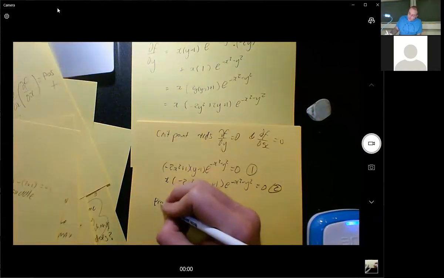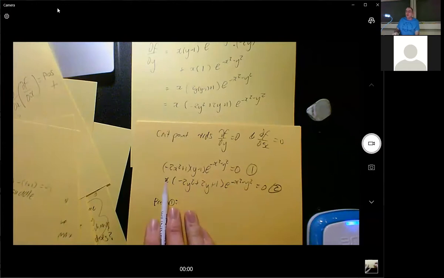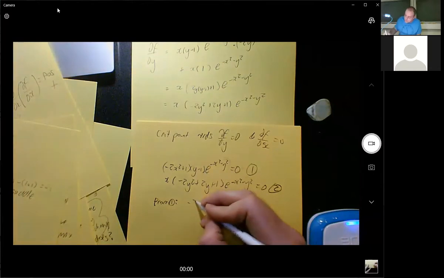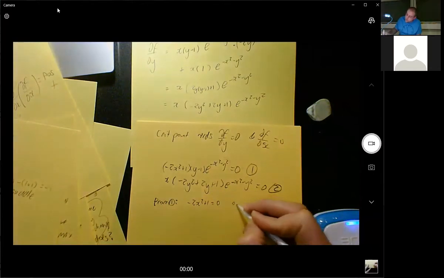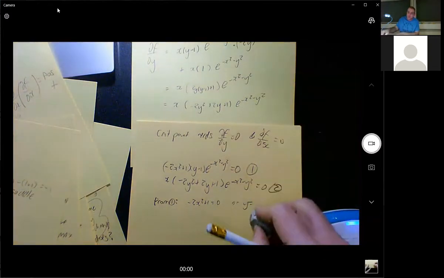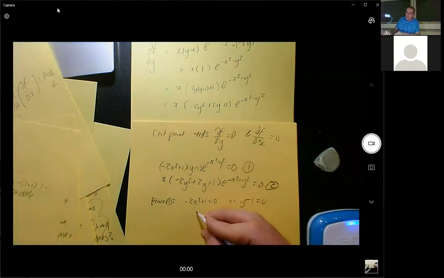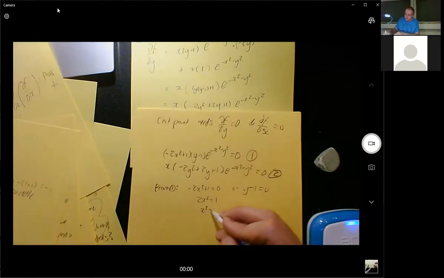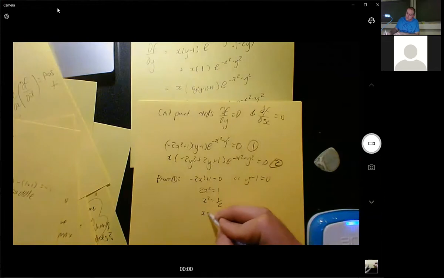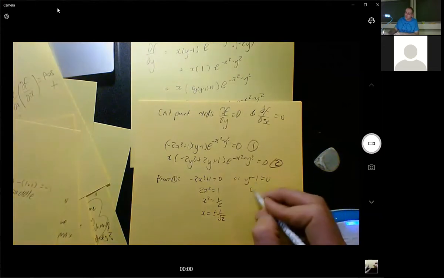All right, from equation number 1, these three things are multiplied to give 0, so one of them has to be 0. This can't be 0 because e to the power of anything can never be 0. That's impossible. And so I need either minus 2x squared plus 1 to be 0 or y minus 1 to be 0. And so this would be the same as 2x squared equals 1, which means that x squared would be a half, which means that x would be plus or minus 1 on root 2. And this would be y equals 1.